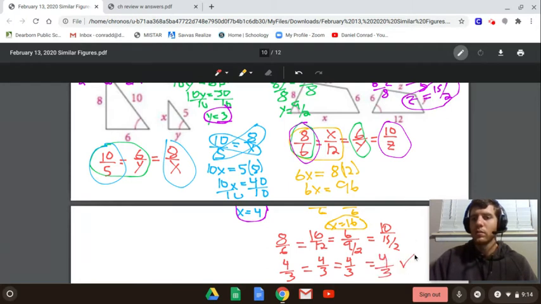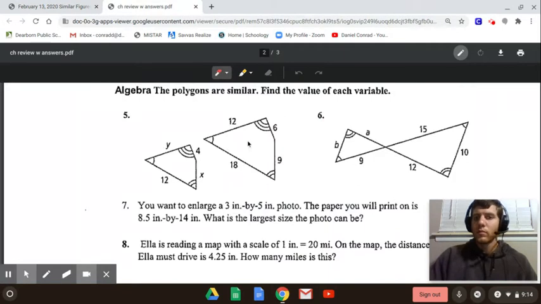So we can see the ratio of all of our corresponding sides are equal. We know our values are correct. So x is 16, y is 9 halves, and z is 15 over 2. All right, so that should be good to solve for 5. That's the same way. That's how you're going to solve 5 and 6 here.